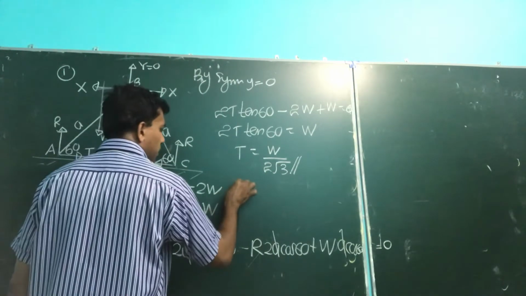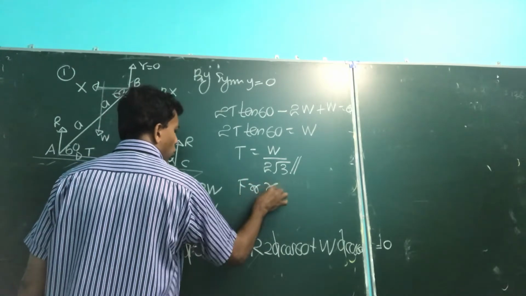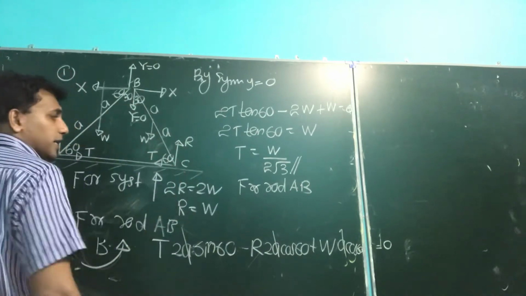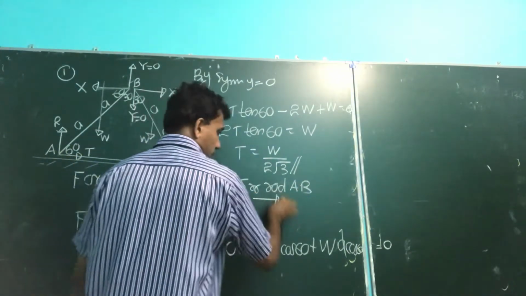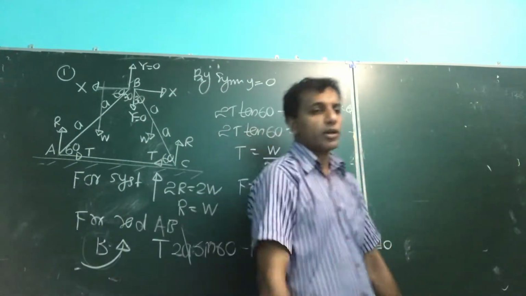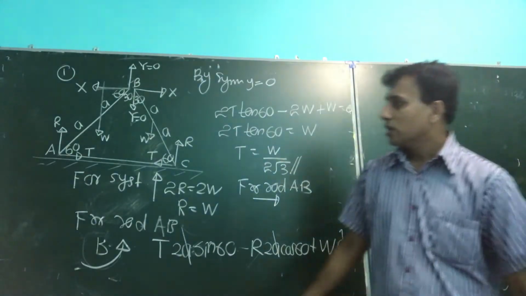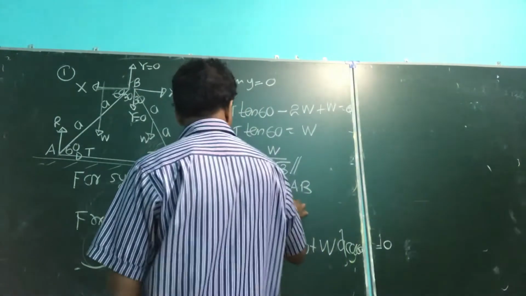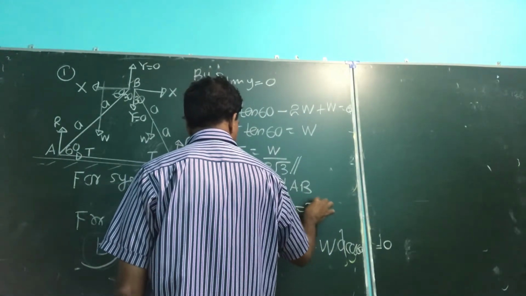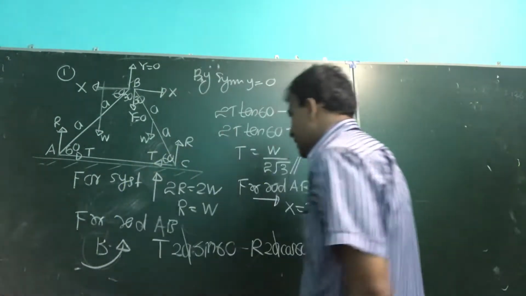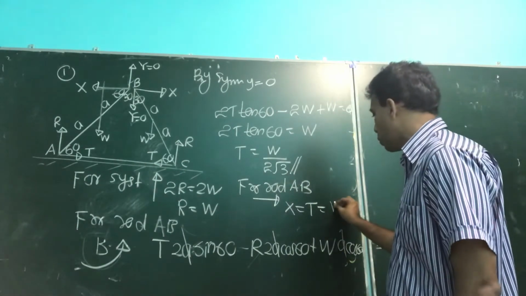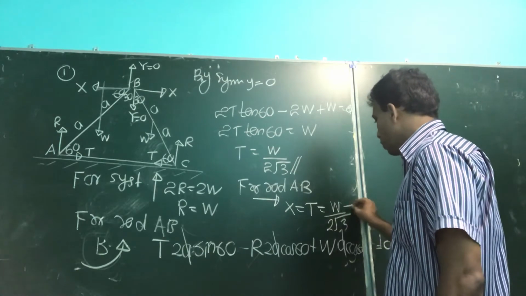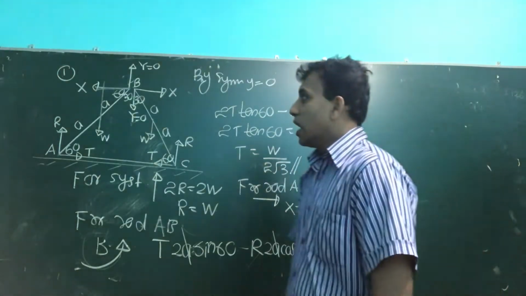For rod AB, can I resolve horizontally? For rod AB, resolve horizontally. X that side, T this side, no? X equal T. Therefore, what is T? It is W over 2 root 3. Also, you can write that it is equal to what?